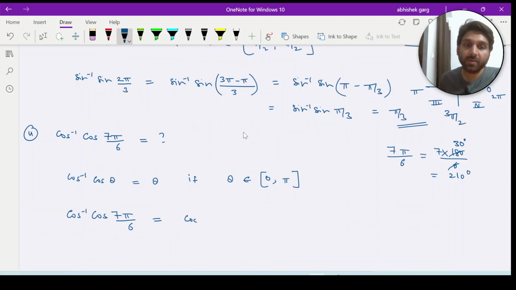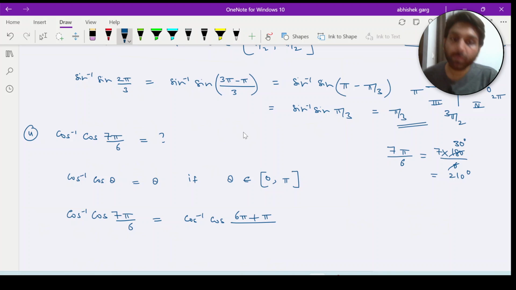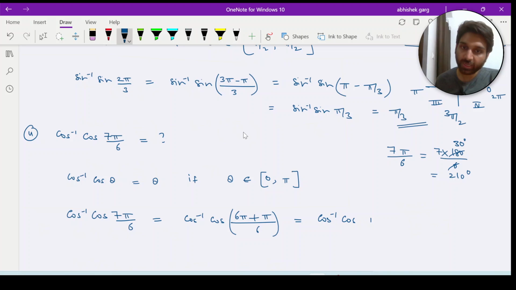Now let us write 7 pi as 6 pi plus pi, and then upon 6. Now here in the bracket we can distribute the terms to get pi plus pi by 6. How do we get pi? Because 6 pi upon 6 is pi, and then plus pi by 6. Now which quadrant is this? As you can see here, it is pi plus pi by 6. That means we will be arriving in the third quadrant because we are adding something to pi. So this will be in the third quadrant.